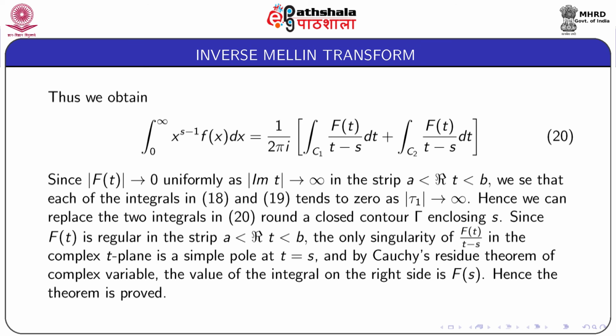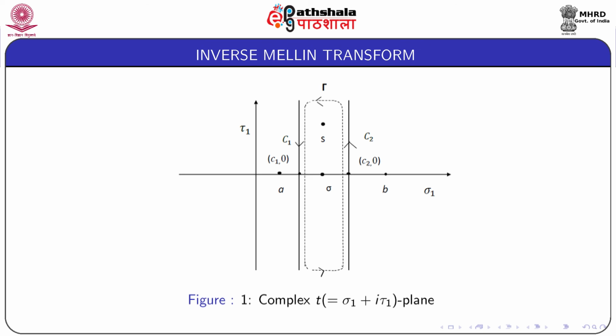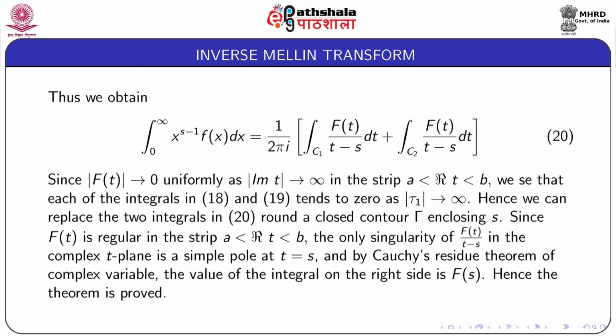Since capital Ft is regular in the strip a less than real part of t less than b, the only singularity of the integrand in 20, that is Ft by t minus s in the complex t plane, is the simple pole at t equal to s. Therefore, by Cauchy residue theorem of complex variable, the value of the integral round this contour gamma is equal to the residue at t equal to s, which is equal to capital Fs. Hence, from 20 we see that integral from 0 to infinity x to the power s minus 1 fx dx is equal to capital Fs.